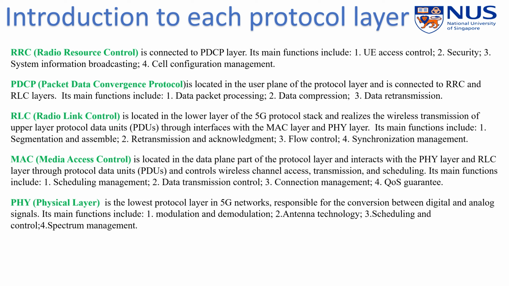And the last one is the physical layer. The physical layer is the lowest protocol layer in 5G networks, responsible for the conversion between digital and analog signals. Its main functions include modulation and demodulation, antenna technology, scattering and control, and spectrum management.